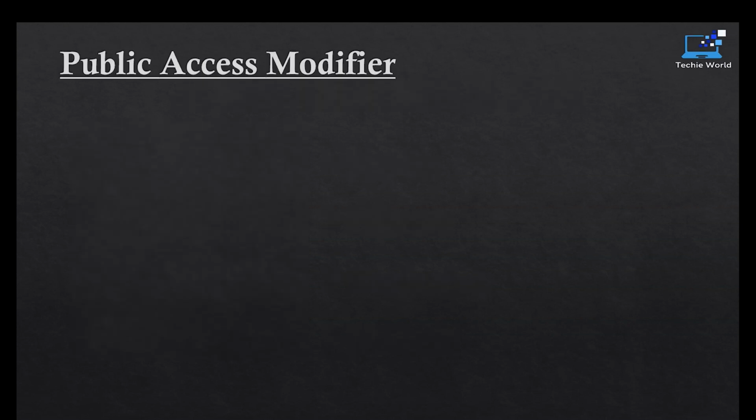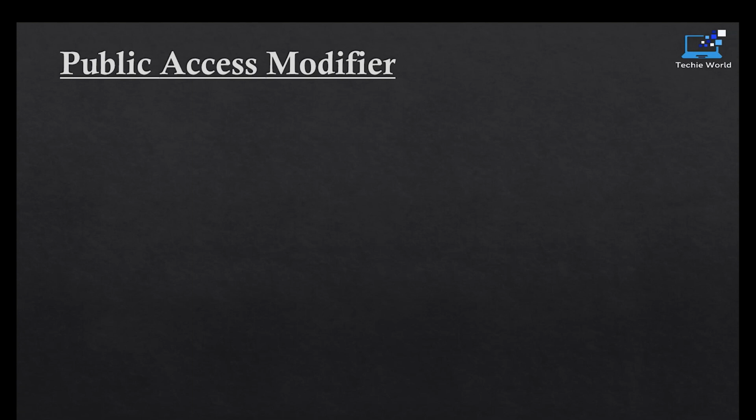So let's start with the public access modifier. It is the most permissive access modifier that we have in Java. Most permissive basically means that if a method or class is public, then it can be accessed from anywhere in your application, whether it is available in the same package or outside the package. Okay, that's why the public access modifier is called the most permissive access modifier. Also, when a class or method or variable is marked as public, then it can be accessed from anywhere, that I already told you.